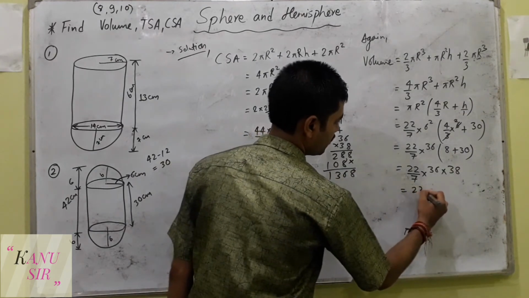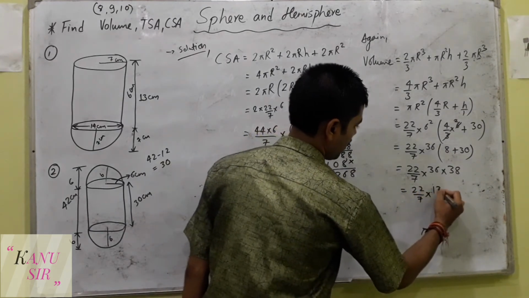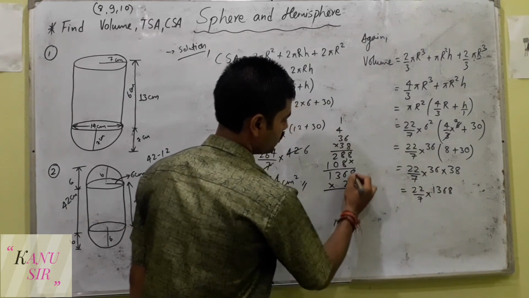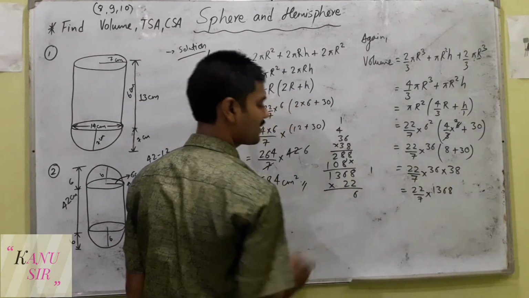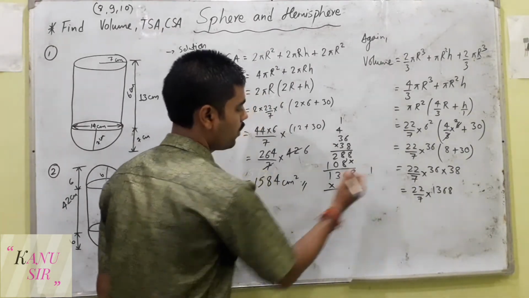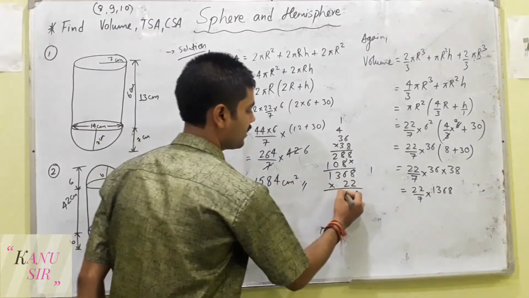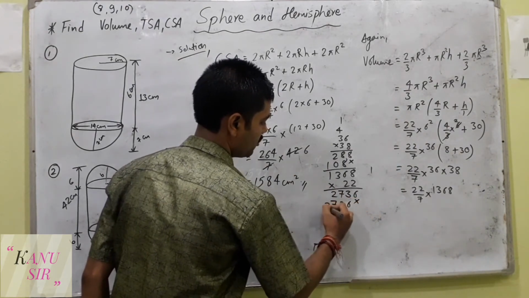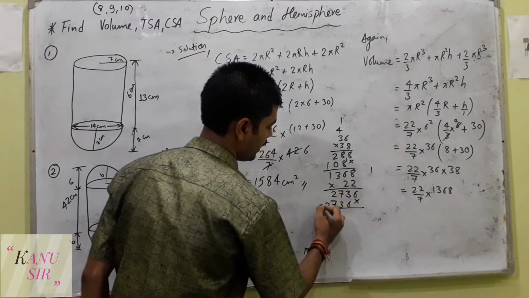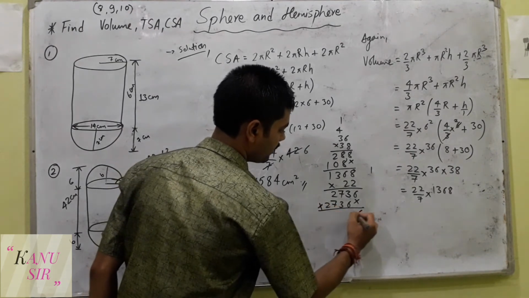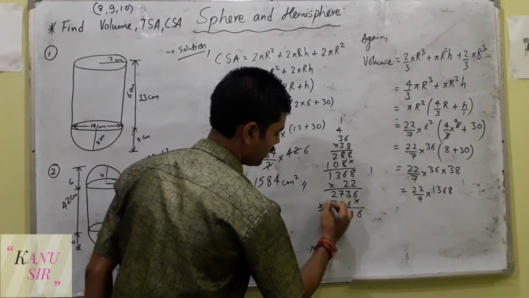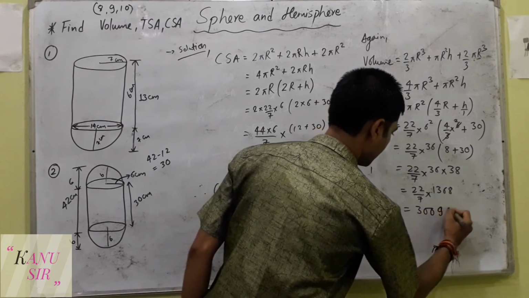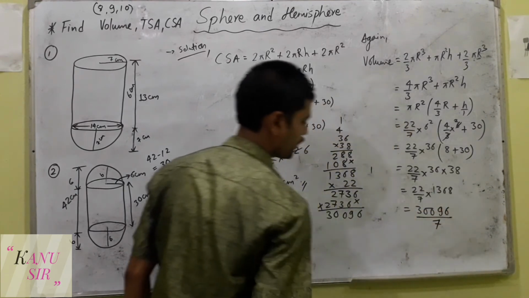We will write here 22 by 7 into 1368 multiplied by 22. Again, 2 times 8 is 16, 6, 1. 2 times 6 is 12, 1, 1, 13, 1. 3 times 2 is 6 and 1, 7 and 1 is 2. 6, 3, 7, 2, because again the same number is to be multiplied. Adding, we'll get 30096 divided by 7.